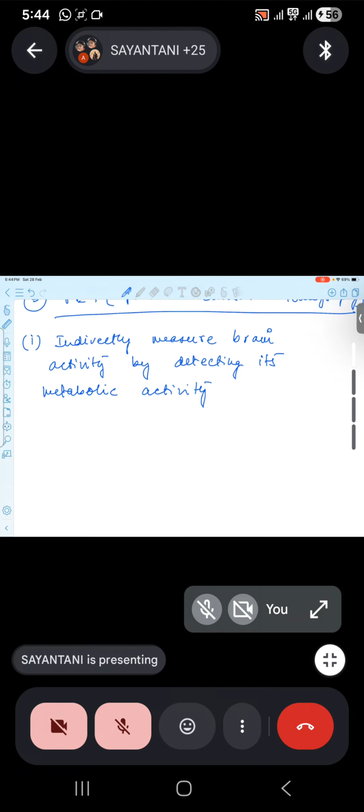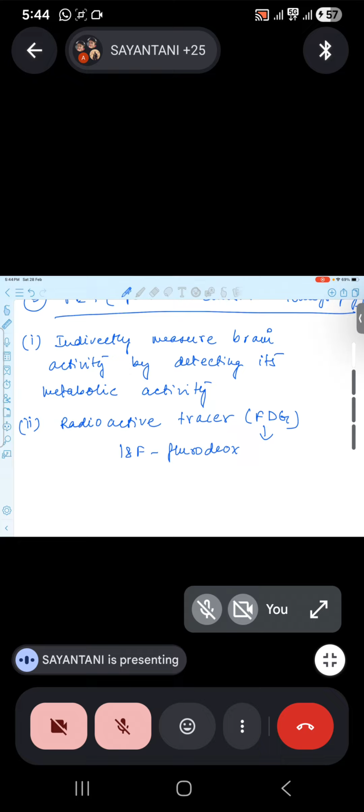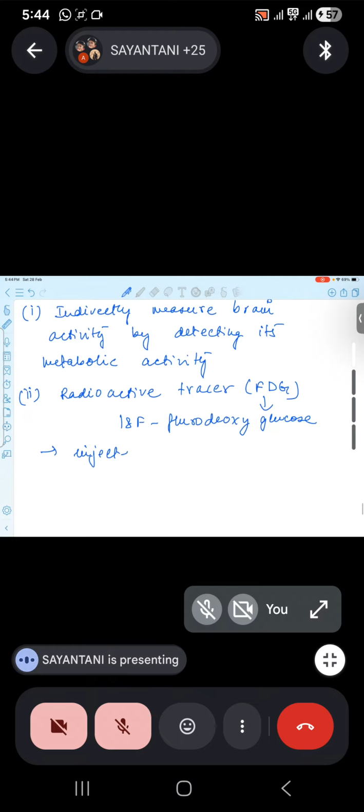So what happens over here is, first of all, a very small amount of radioactive tracer, that is generally FDG. FDG full form is 18F fluorodeoxyglucose. This particular chemical is injected in the bloodstream of the patient. Okay, injected in the bloodstream.